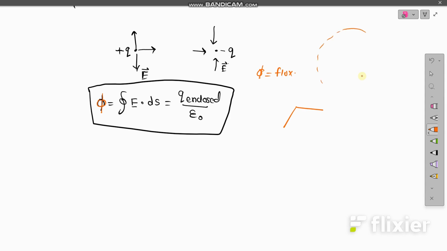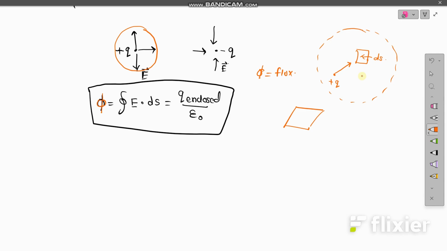if suppose this is a sphere and we took a small surface area of this sphere, ds, or derivative of s, a small surface, and this is that area. If you place this positive charge inside this sphere, as you know the electric field is going to radiate outward through this sphere.